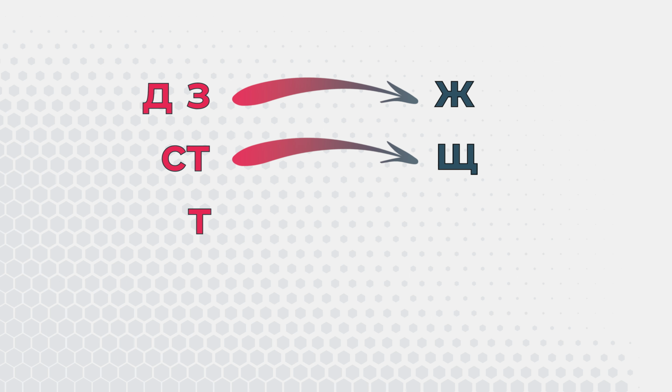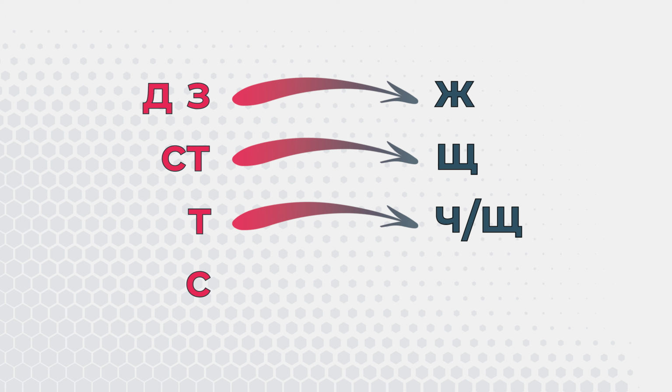Okay, here you go. д and з will mutate to the consonant ж. с-т, not just т, but the combination of с-т will mutate to щ. The т alone, without the с, will mutate to ч or sometimes щ. The consonant с will mutate to ш.